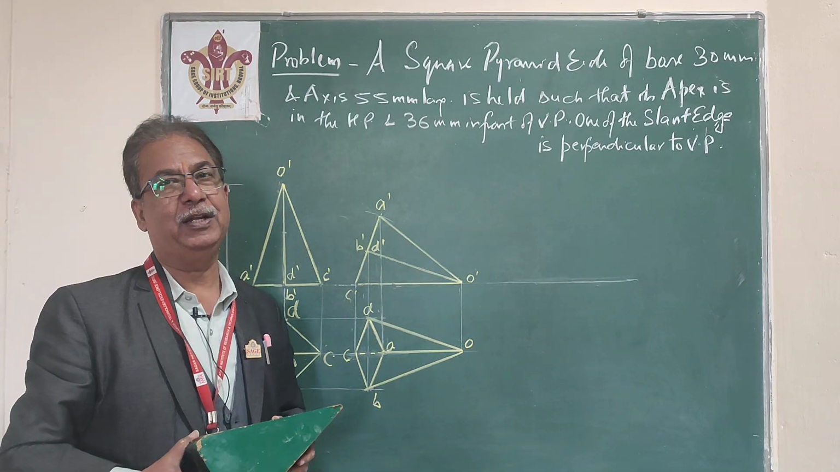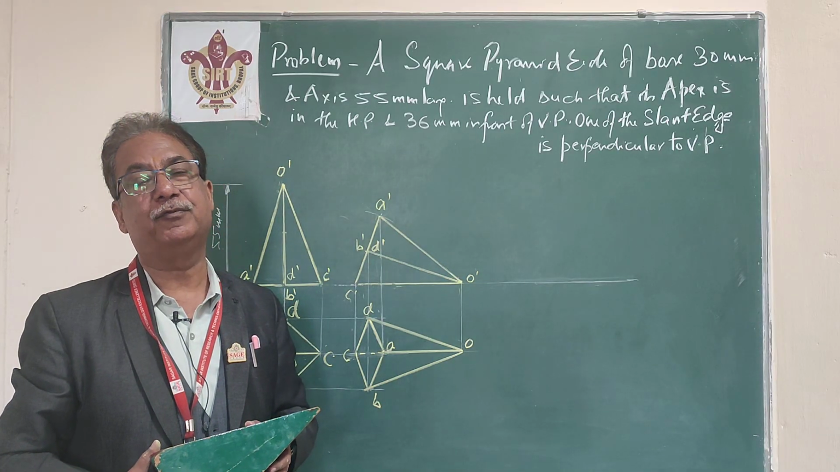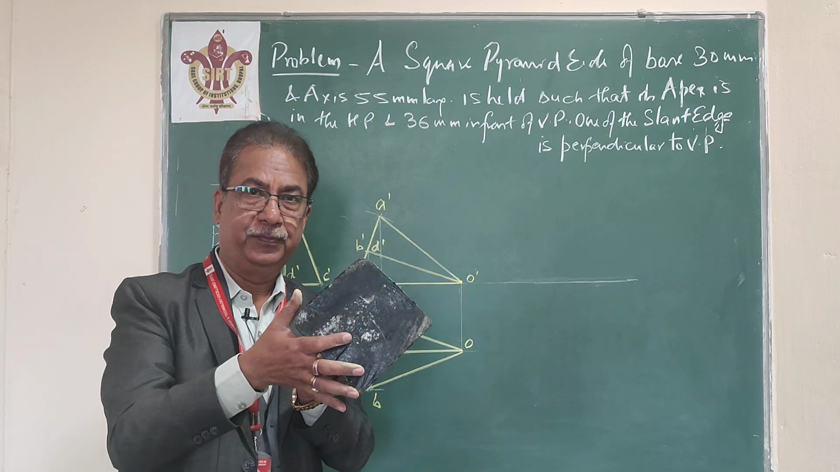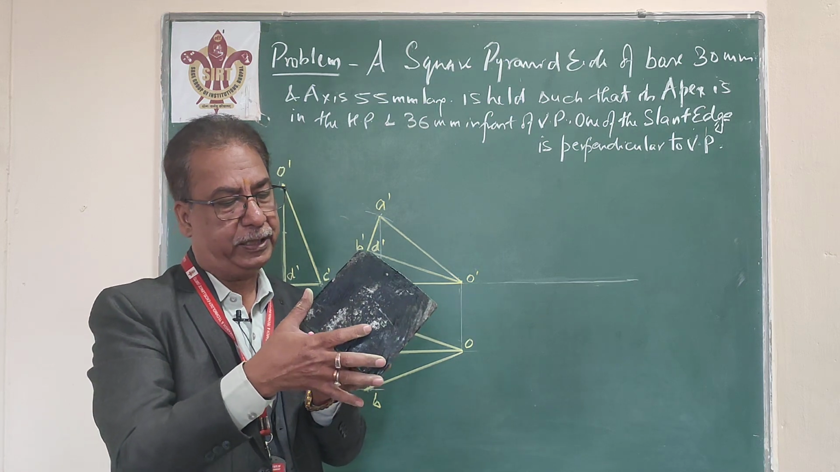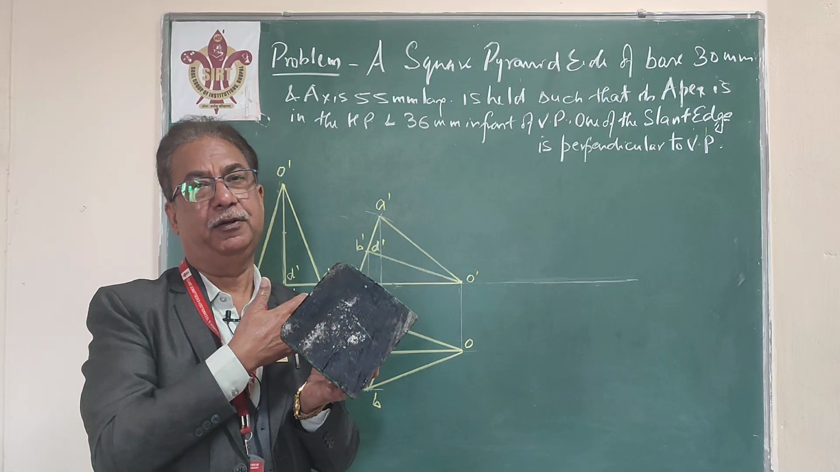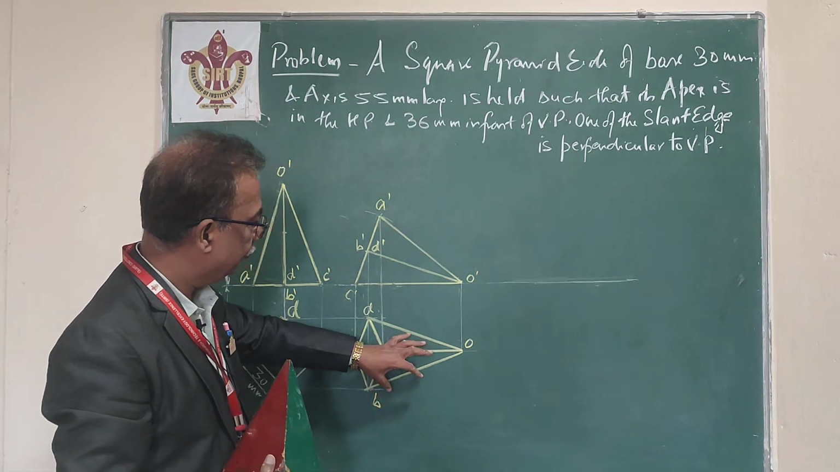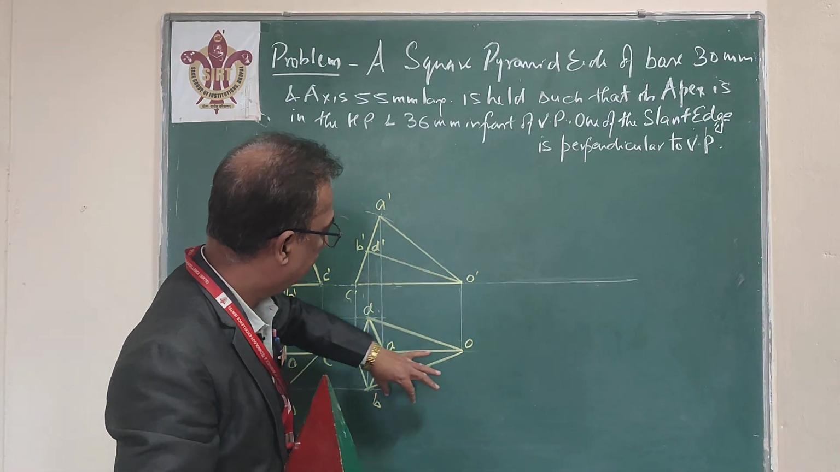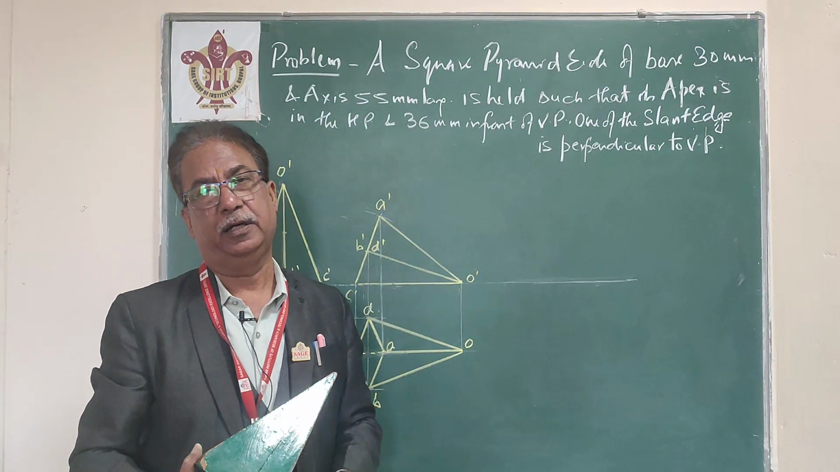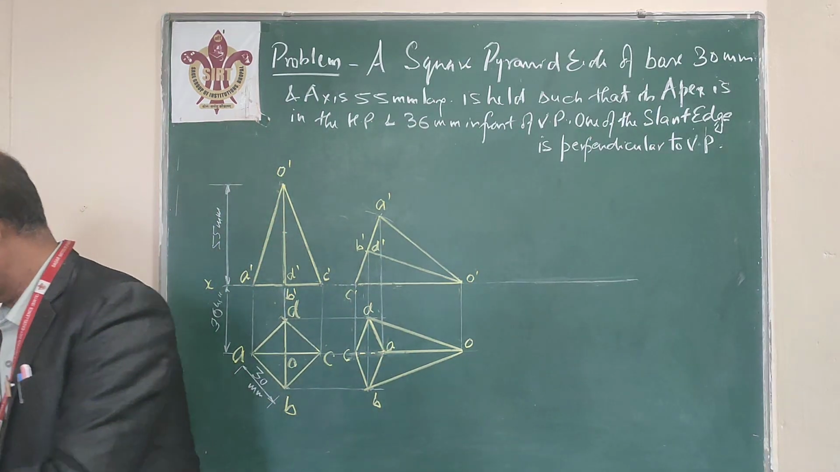You know that whenever a line is perpendicular to VP, its top view will be true length and front view will be a point. So I am going to rotate it like this. Now rotation will be like this. Apex will be towards the VP, so the base will be visible. So in the third step I am going to rotate this pyramid by 90 degrees, means this line will be 90 to the reference line. Okay, so in the next figure we will draw.